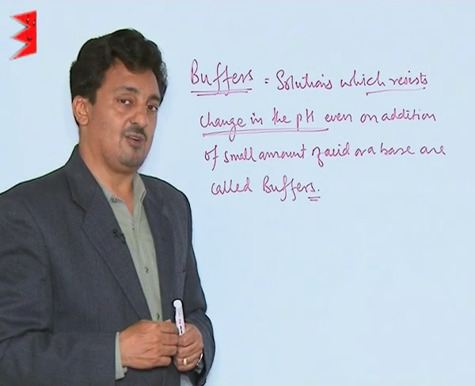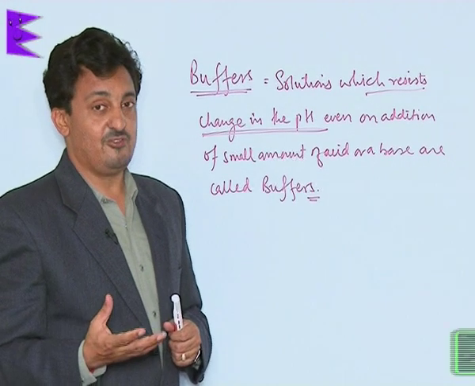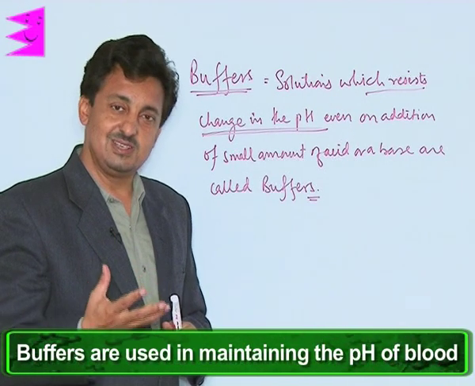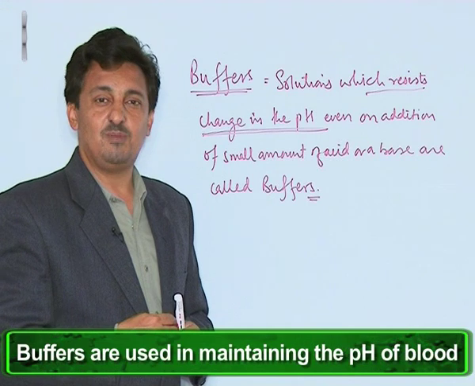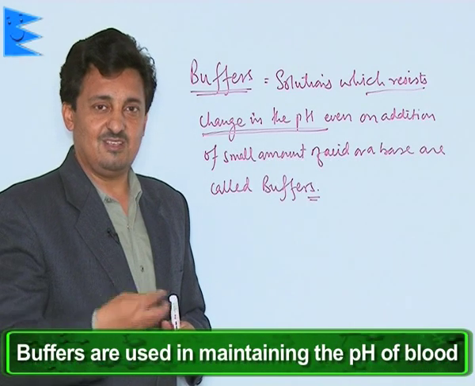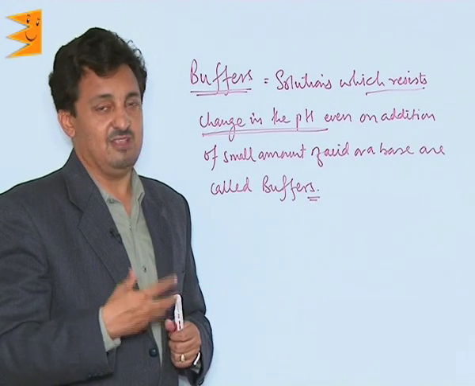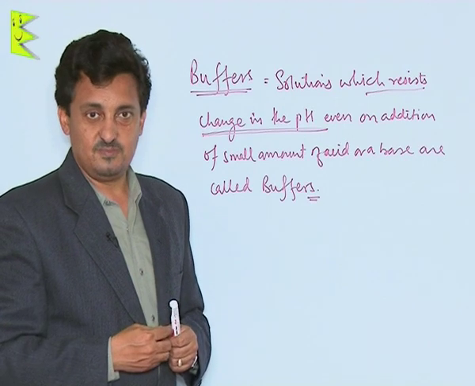Such solutions are called buffers. Buffers are very important solutions. They are used in maintaining the pH of the blood the moment it is taken out for dialysis. They are used in maintaining the pH of other solutions, and they are very important not only for industrial but also for biological purposes.